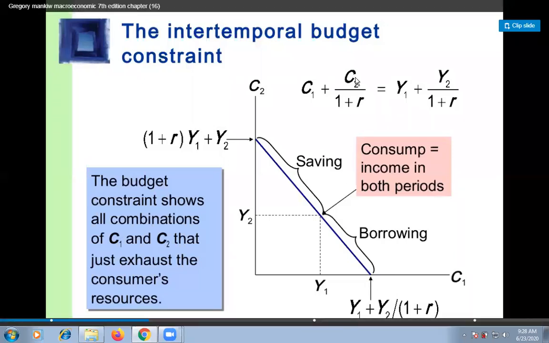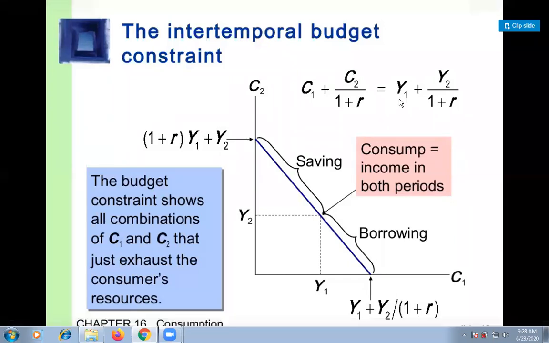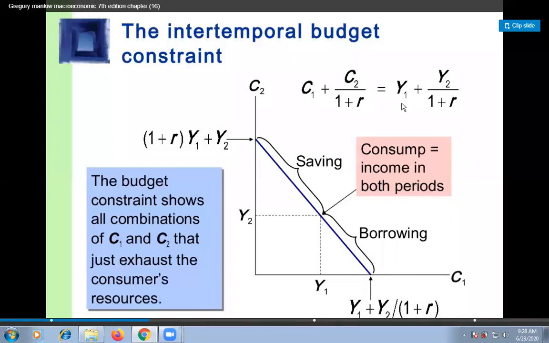So now please come here, C2 equal to 0. At this point, C2 equal to 0. Then C1 equal to Y1 plus Y2 divided by 1 plus R. So he will consume Y1, it means current income, and the present value of future income on C1.